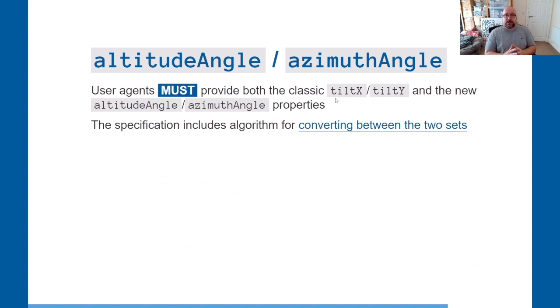Now, altitude angle and azimuth angle. User agents must provide both the classic tilt X and tilt Y and the new altitude angle and azimuth angle properties. And the specification includes an algorithm for converting between the two sets as well.